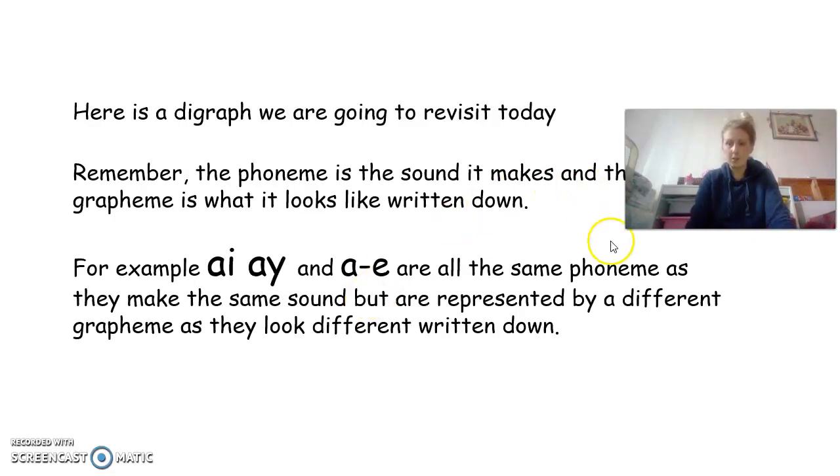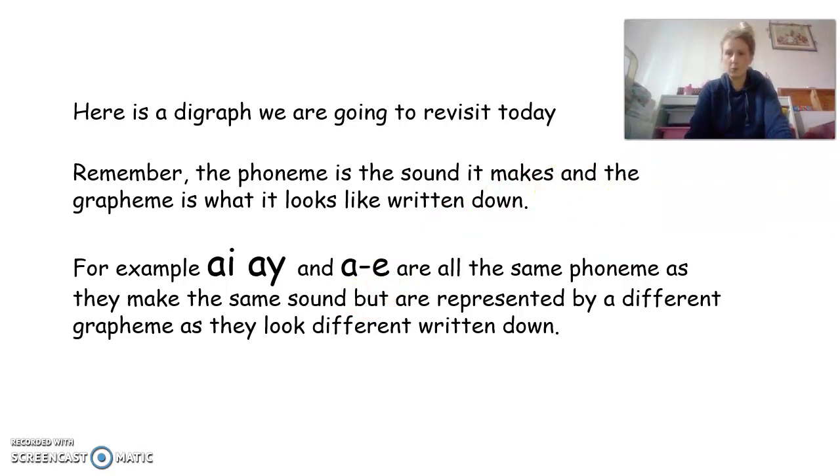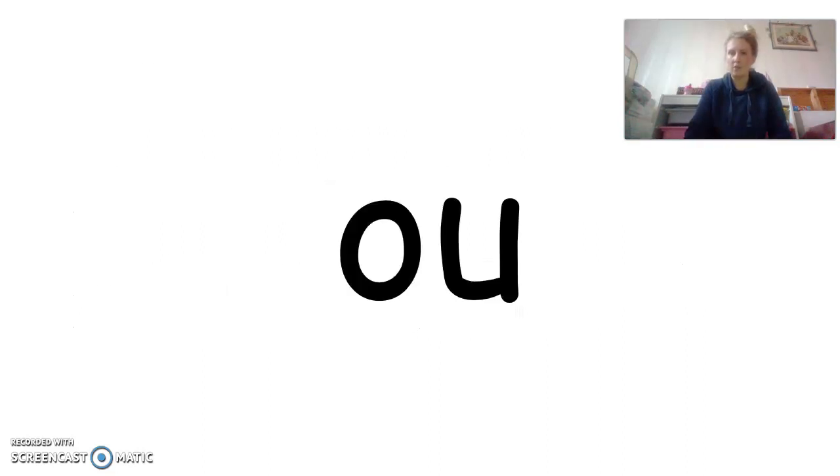So I'm going to choose in a minute what digraph we're going to revisit. And remember that the phoneme is the sound it makes and the grapheme is what it looks like written down. So we've got here A, and A, like we've gone through before. They're all the same phoneme because they all make the same sound, but they are all represented by a different grapheme because they all look different when they are written down, don't they? So the phoneme is how it sounds and the grapheme is how it looks when you've written it down, okay? So that is what we're going to be doing today. And I'm going to choose one now that I want us to have a look at.